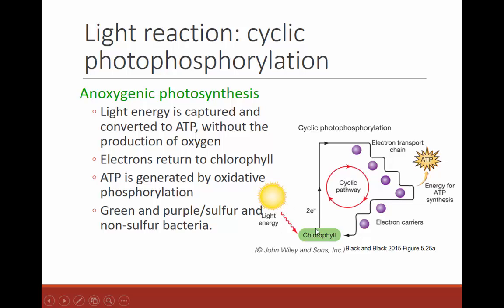What happens is you have the electrons being excited and then going through the electron transport chain, and they come down that excitation level, back to ground state. They stay in the chlorophyll so they can be excited again and go through that. So it's cyclic photophosphorylation. The same electrons are going around and around, hence cyclic. And this happens in some of the green and purple sulfur and non-sulfur bacteria, because they've got that ability.